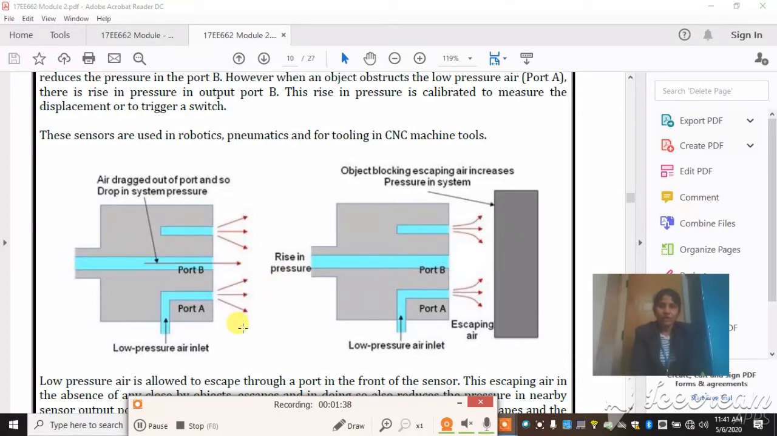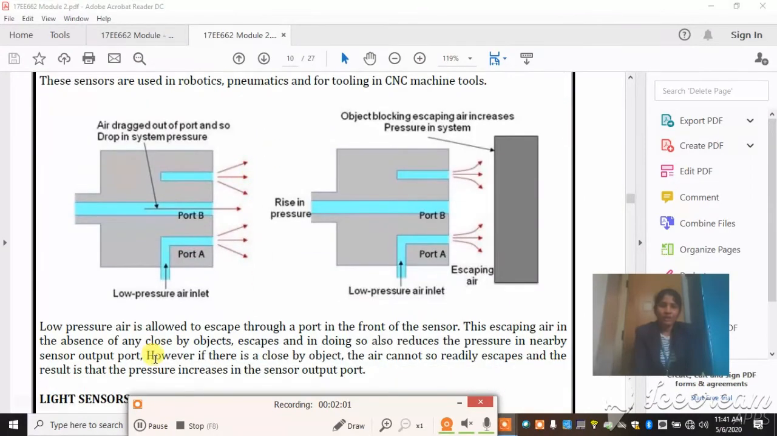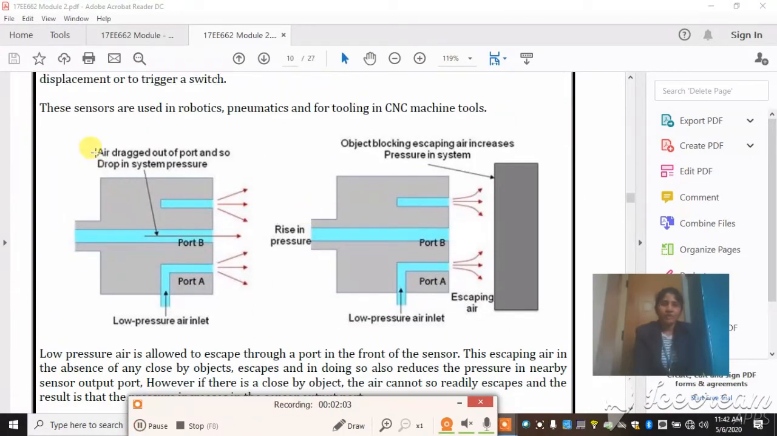So when your object is present, whenever an object obstructs this low pressure, the pressure at port B will be raised. There will be a rise in pressure at port B. So air is getting dragged out of the port, and so there is a drop in system pressure. This is how your pneumatic sensor works. This type of sensor is mainly used in robotics, pneumatics and for tooling in CNC machines.